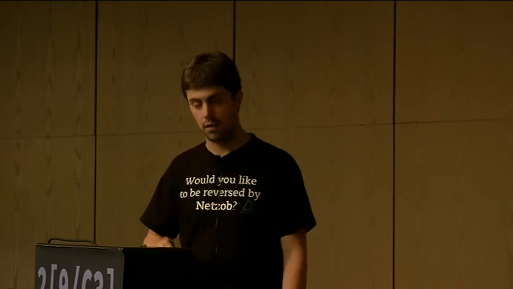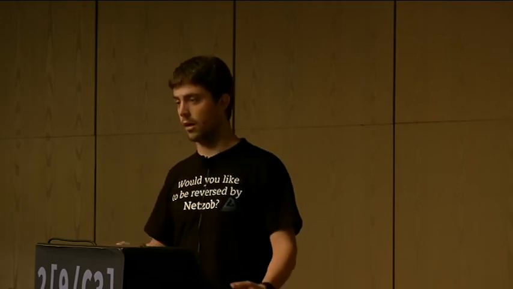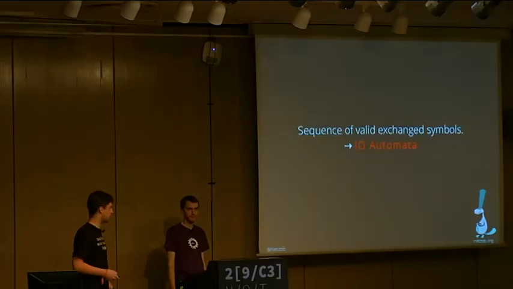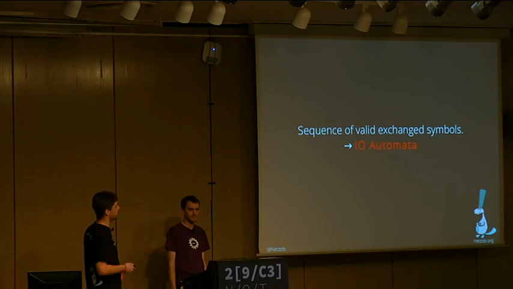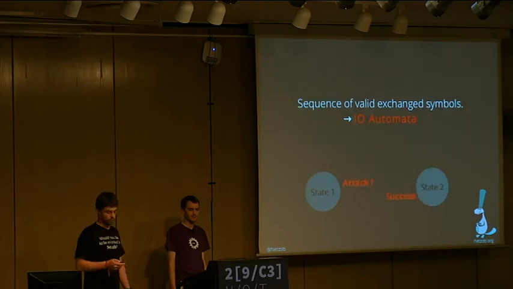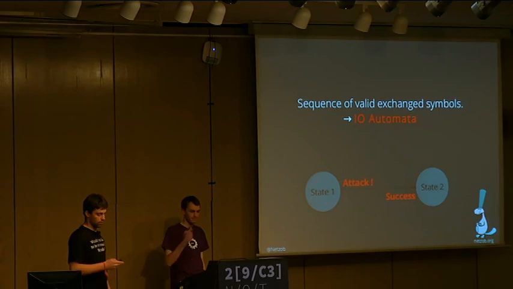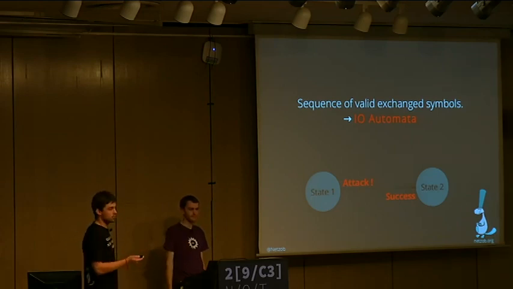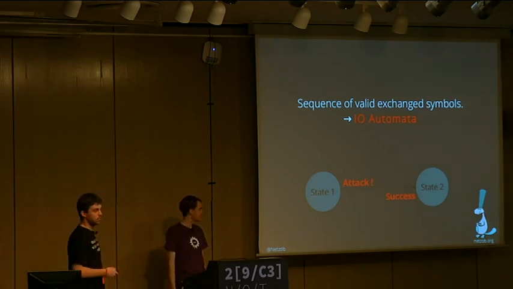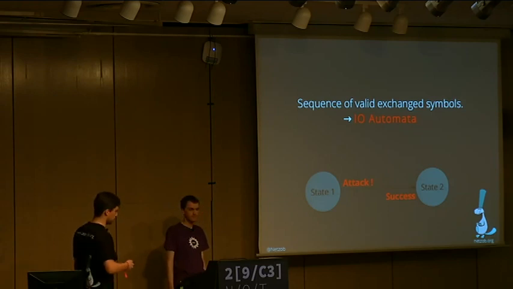The grammar of a protocol is the sequence of messages which are exchanged, like the three-way handshake in TCP, okay? So how can we automatically infer the grammar of a protocol? We use an automata. That's quite simple. You have two states, for example. When you send attack, you expect to receive success. And that's the common definition for I/O automata, input-output automata.